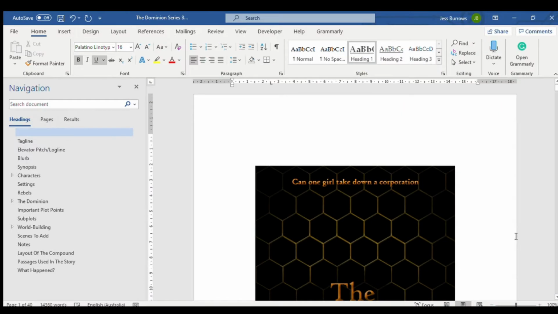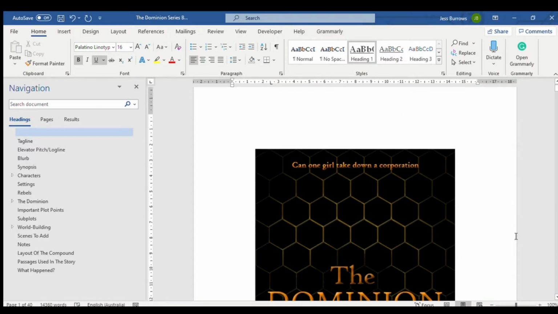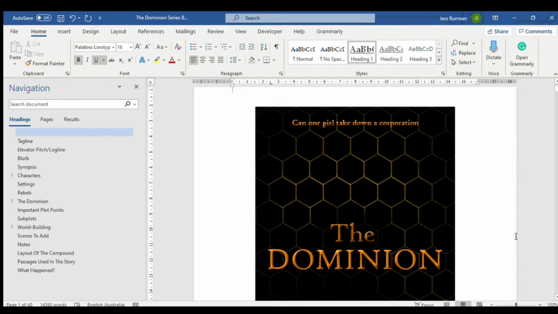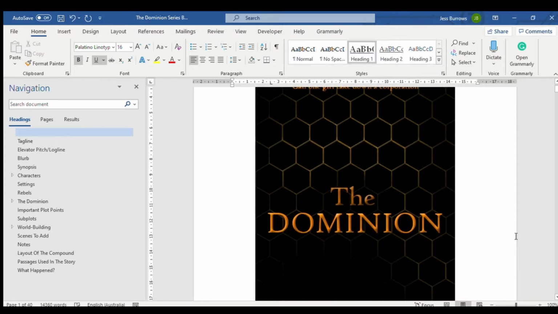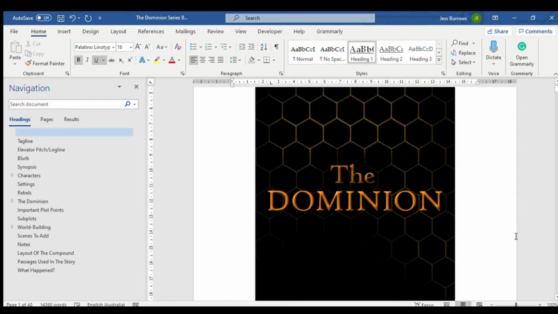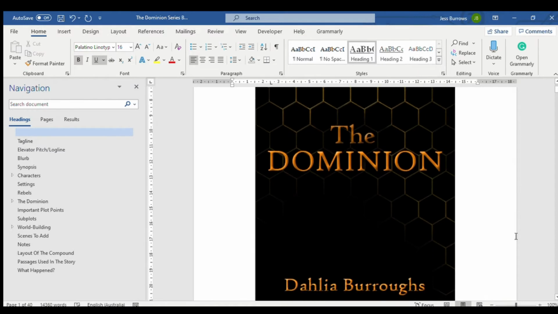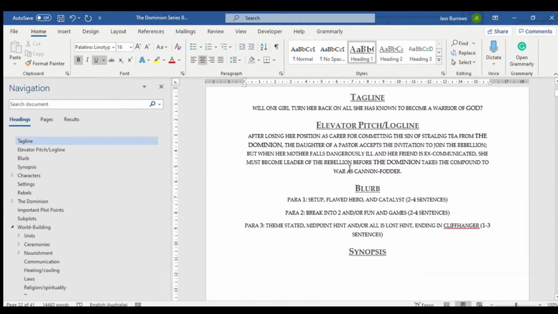Currently, my series Bible is just under 15,000 words. I like to start with fun things, like the mock cover that I made. And then I move on to notes of the novel, which tend to include the tagline, the elevator pitch or the log line, the blurb, and the synopsis.